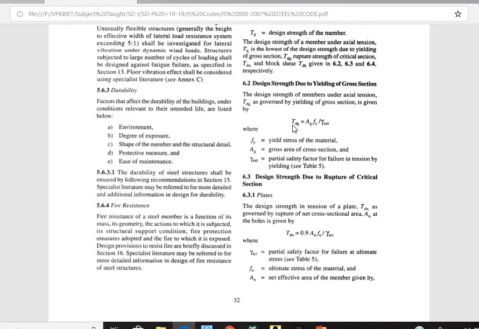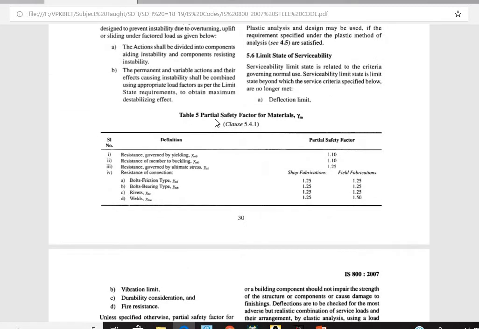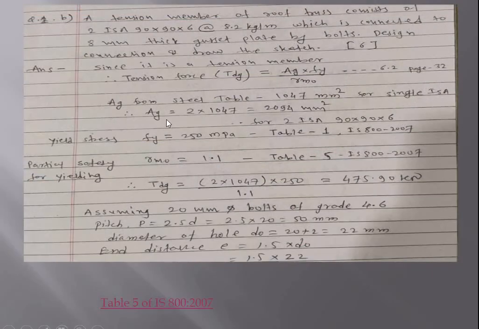This is 6.2. Tdg is equal to Ag fy by partial safety factor, where fy is the yield stress of the material, Ag is the gross area, and gamma m0 is the partial safety factor for yielding from table number 5. See, table number 5 is here. Partial safety factor for material, gamma m: resistance governed by yielding gamma m0 is 1.1, resistance governed by buckling is again gamma m0 1.1, and resistance governed by ultimate stress gamma m1 is 1.25, and these are the partial safety factors for connections, for welded connections, shop fabrication and field fabrication. So gamma m0 we have to pick up from here.